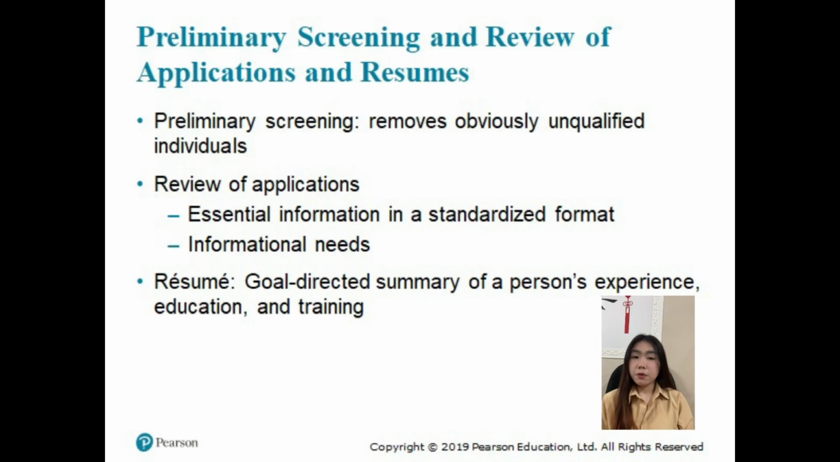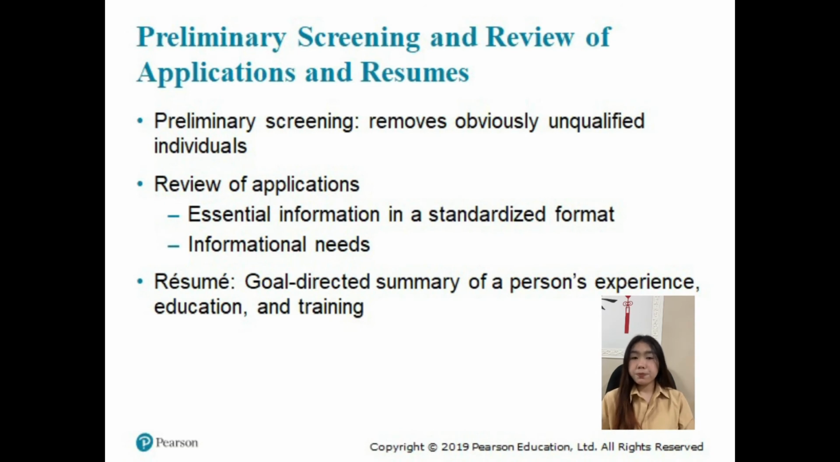Preliminary screening is a process of removing unqualified individuals early in the selection process. The specific information requested on an application form may vary from firm to firm, but typically includes name, address, military service, education, and work history. Managers compare the information contained in a complete application to a job description to determine whether a potential match exists between the firm's requirements and the applicant's qualifications.